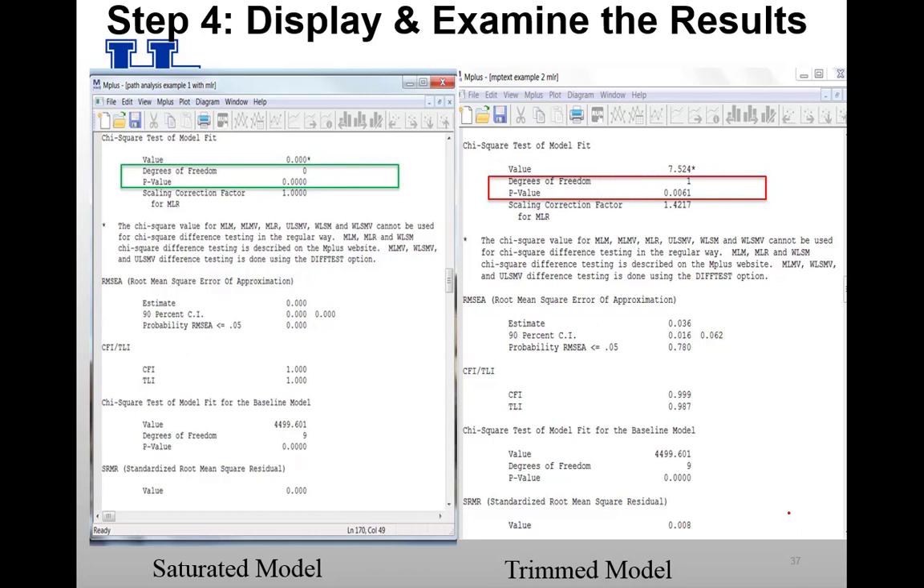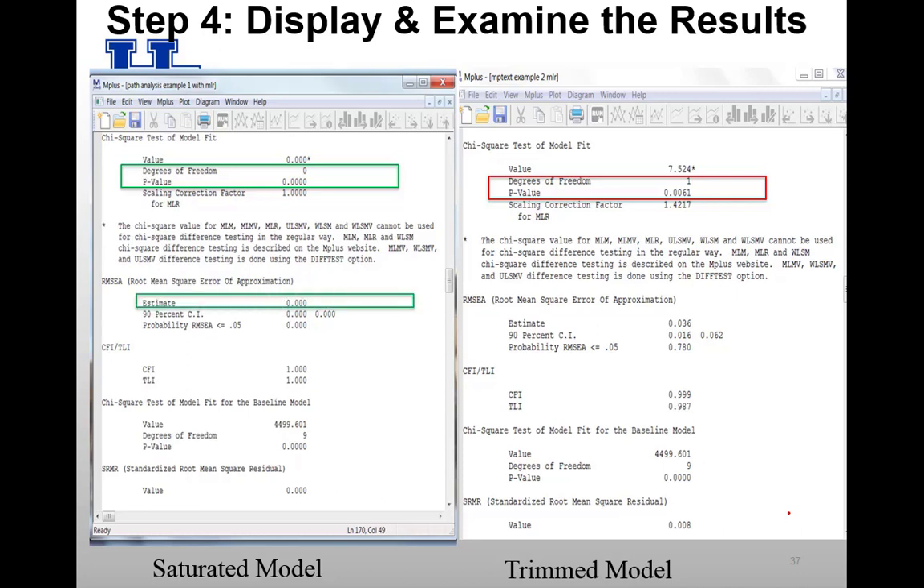So we start from chi-square, right? From the exact fit values. Here, because we have a saturated model, we have degrees of freedom of 0. Here we have df of 1. Why? Because we deleted that path, right? Before we had a p-value of 0.00000, and now we have a p-value of 0.0061, not much, but you know, it's there.